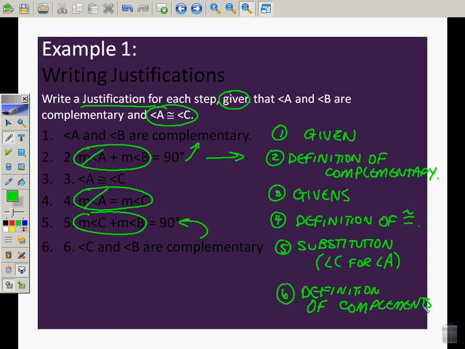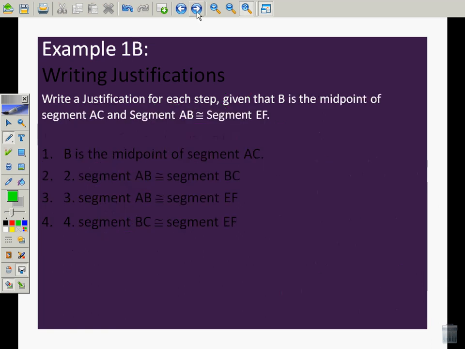And so when we move on to this next one, you're going to be doing this one. You are going to be looking at what it means to justify each statement. So pause here, see if you can do it. I'm going to go right through it. Remember, these are the justifications. So in 1, B is the midpoint of segment AC. Well, I don't have a previous line to refer back to, so I need to refer to up here. It says B is the midpoint, so that must be given.